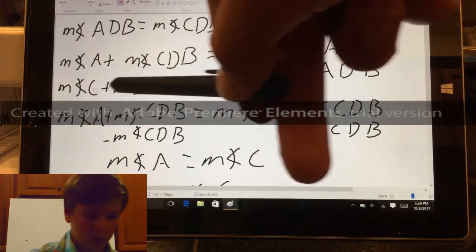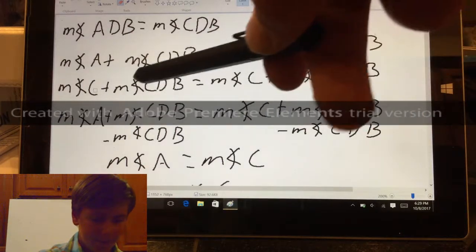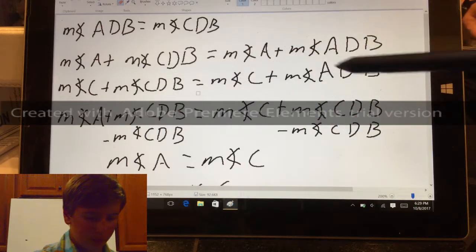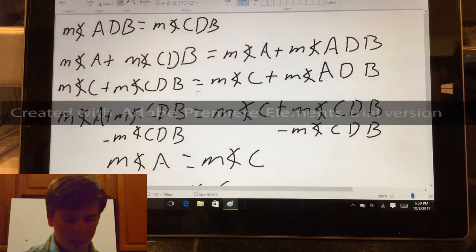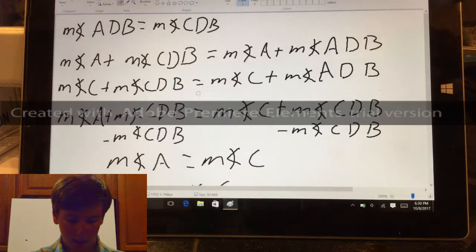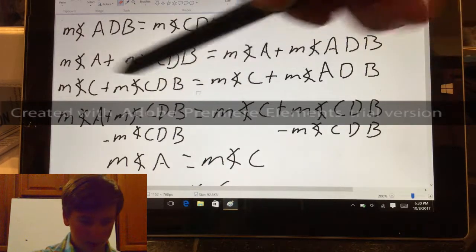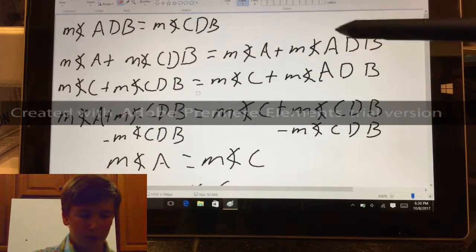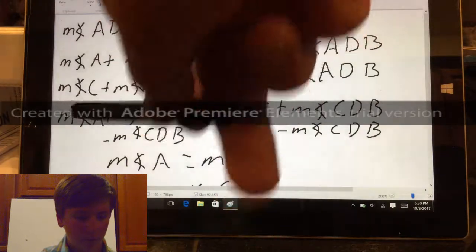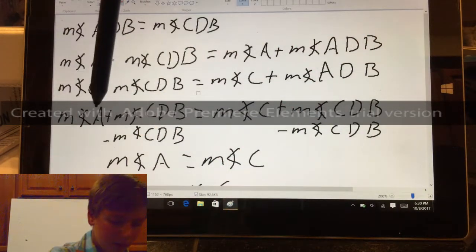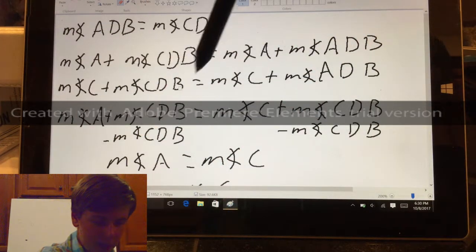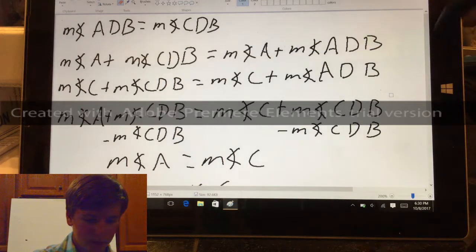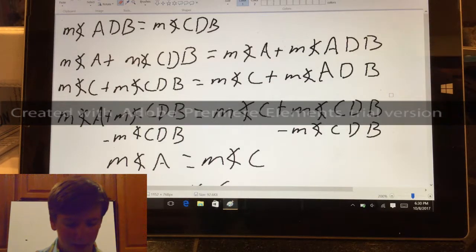And then you can do the same thing with the measure of angle C, plus CDB and plus ADB is the same thing. They're both 90 degrees, and then you can substitute one of the C's or one of the A's for an A or C. So you can have the measure of angle A plus the measure of angle CDB equals the measure of angle C plus the measure of angle CDB.